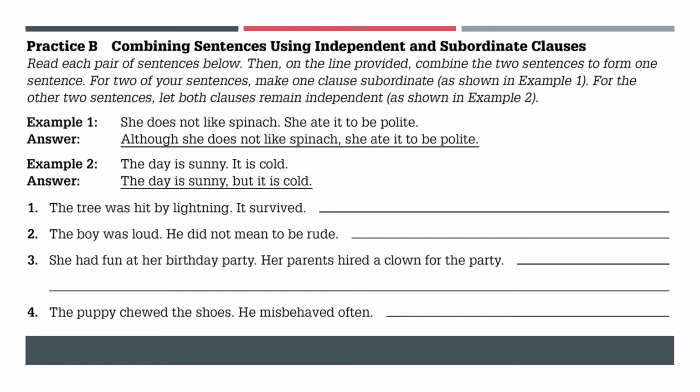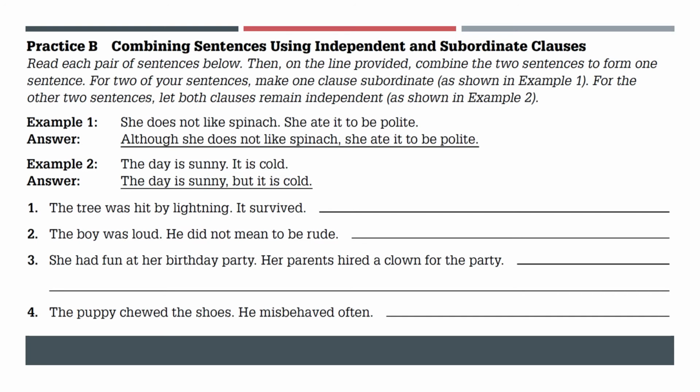For the other two sentences, let both clauses remain independent, as shown in example 2. Let's look at example 2. The day is sunny. It is cold. The day is sunny, but it is cold. So both of them, they are independent clauses. So basically, two sentences should contain subordinate clauses, and two should contain only independent clauses. So pause the video, do the exercise, then play the video and check your answers.